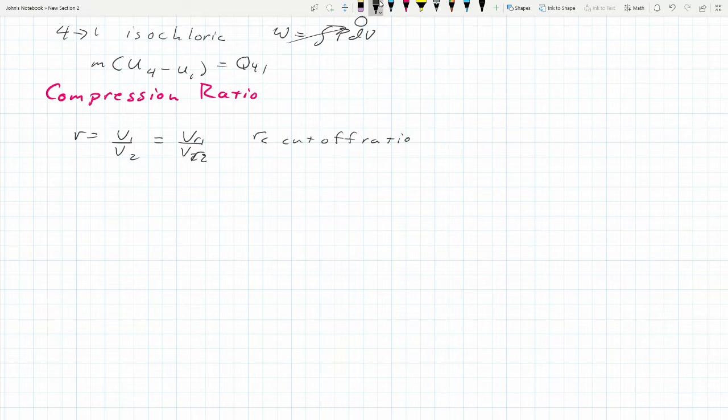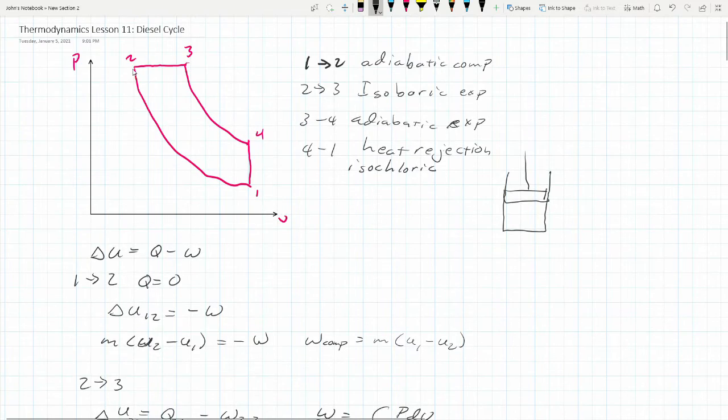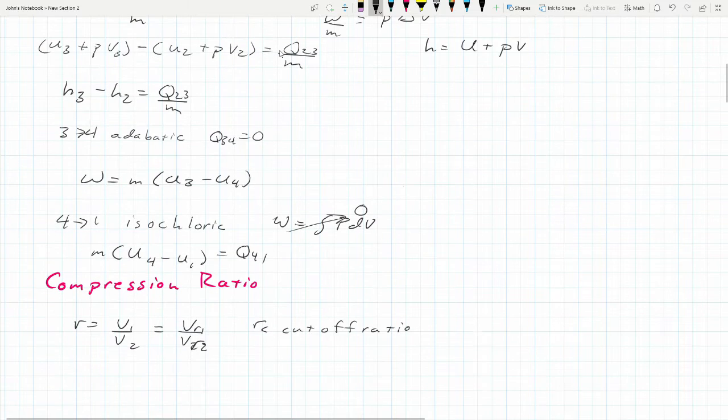So the compression ratio is the ratio between the end volume and the start volume for the combustion phase. And the combustion phase happens during phase 2-3. Because how a diesel engine works is air is injected, gas is injected, and instead of having an igniter like an Otto cycle engine might, diesel puts so much pressure on the gases that it creates a spark.